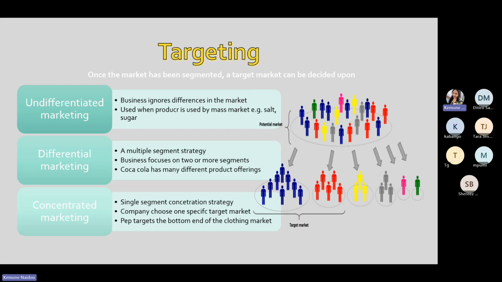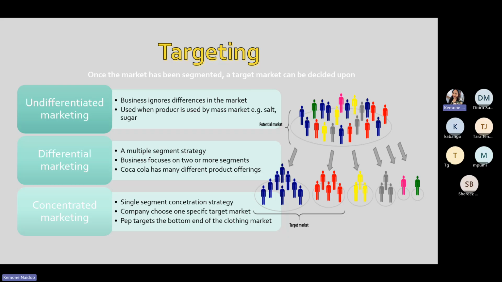them. So sometimes you have businesses that ignore these differences and just produce on a mass scale, like salt and sugar and rice and those types of products. They're not taking into account consumer preferences because they know these are needs and wants. Okay, you have differential marketing. This is when a business can focus on two or more segments. So, for example, if you think about Coca-Cola, they have their basic product, but they also cater to different segments, meaning you have Coke Zero, for example, that's created for a specific group of people.